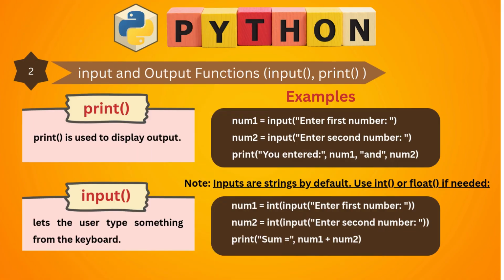In this second example, input and output function. In the first example, see num1, num2, we are getting two numbers as input from the user and we'll show them as they are. In the second one, we are going to add them. Both the numbers will be added and it will show the sum. So you are using arithmetic inside the input function.